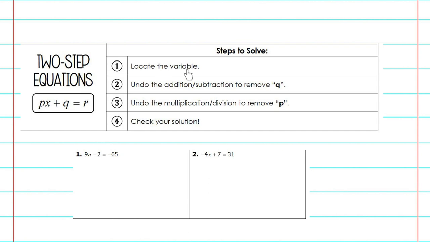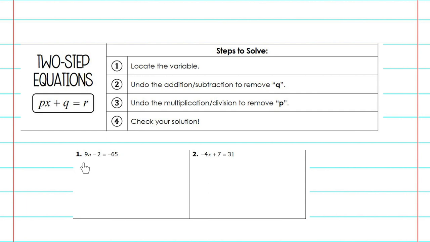First, we need to locate where the variable is, okay? Here's our variable. We need to undo addition and subtraction to remove the Q. So we always start with removing addition and subtraction first. And then we will undo multiplication and division to remove the P. Last, you check your solution.